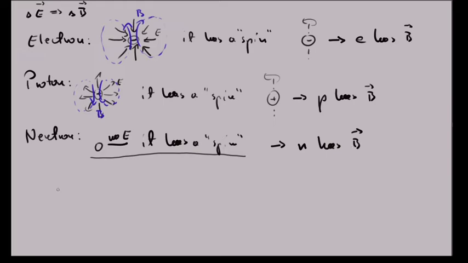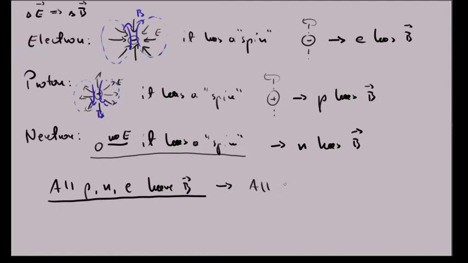And so now what we have is that all protons, all neutrons, and all electrons have magnetic fields. In other words, they're all little magnets. All protons, neutrons, and electrons, they're all little magnets. But all atoms are made out of protons, neutrons, and electrons. And so you're forced here to say that, therefore, all atoms must have a magnetic field as well. And this is true. All atoms have magnetic fields.